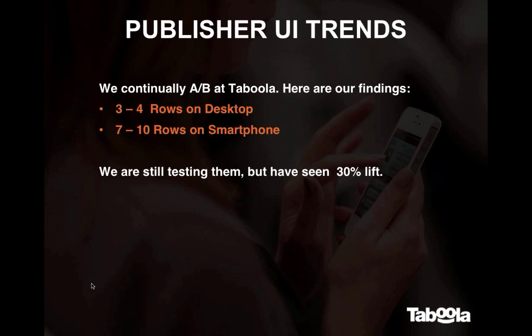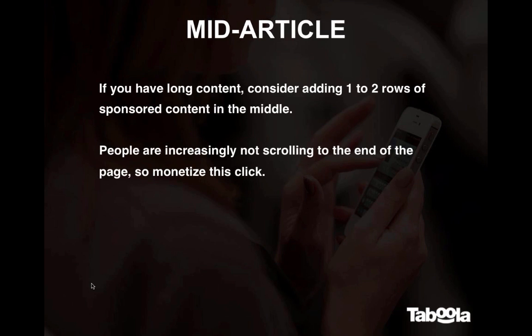Something I'm seeing a lot of success with is 3 to 4 rows on desktop. Obviously, this is not for every site, but our standard is 2 rows, and more and more people are willing to test 3 or 4 rows. And this is seeing upwards of a 25 to 50% increase in RPMs. So it could be worth it.